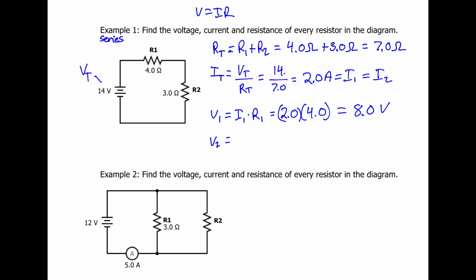V2 is just I2 and R2 together, which is 2 amps of current and 3 ohms of resistance. So that's going to give me 6. And this allows me to be consistent. What do I know about the 2 voltages? They have to add to the total. So does 8 plus 6 equal 14?